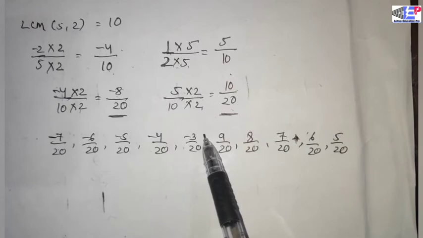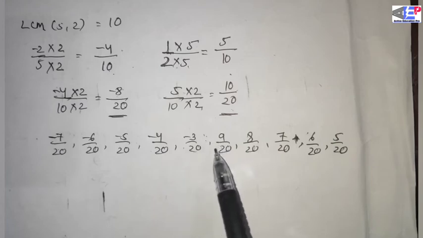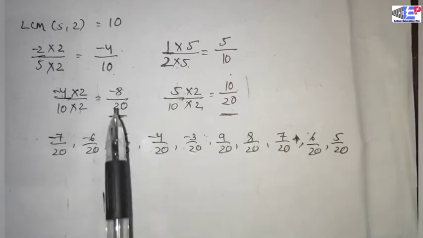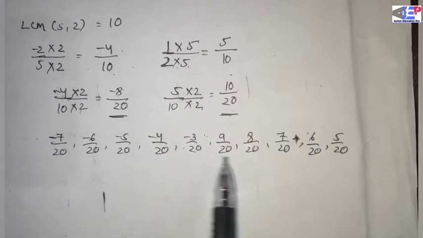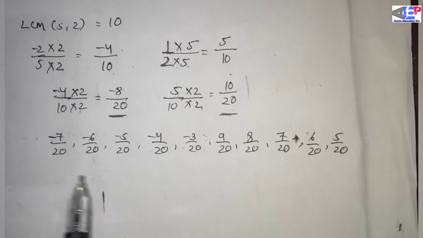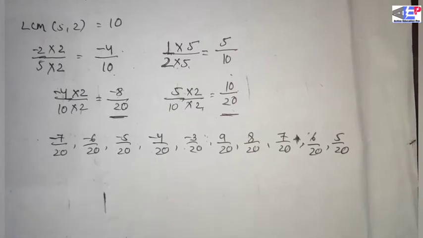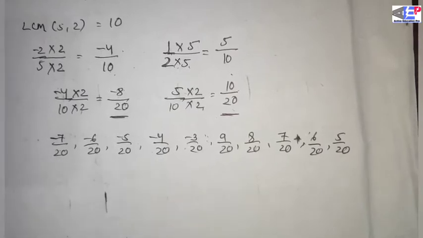Here you can also write minus 2 by 20, minus 1 by 20, 0, and 1 by 20, 2 by 20, 3 by 20, 4 by 20. Between minus 8 by 20 and 10 by 20, there are more than 10 rational numbers. So from these numbers we find 10 rational numbers and write them here. Okay, this is your answer.